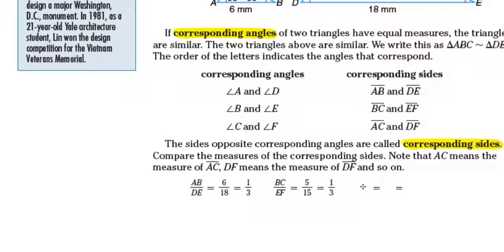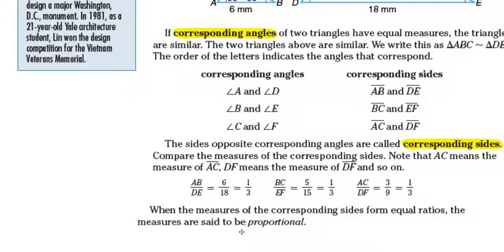And the last two corresponding sides, AC and DF: if you take the ratio of those two, we have 3/9 and still end up with 1/3. So when the measures of the corresponding sides form equal ratios, the measures are said to be proportional.